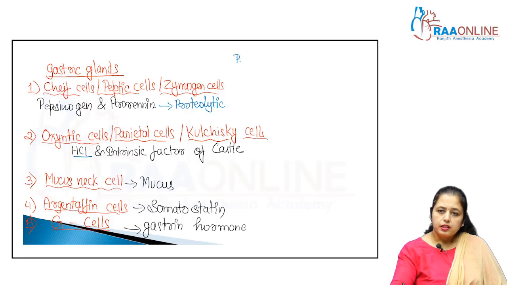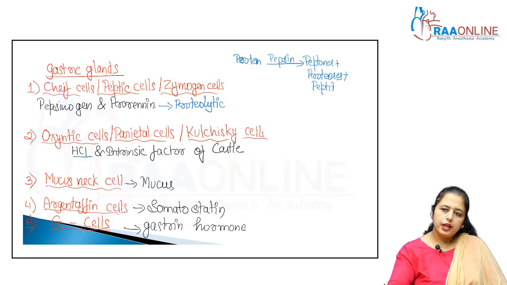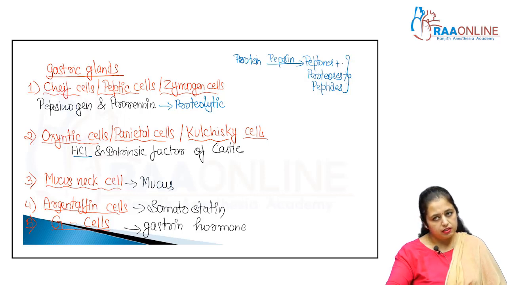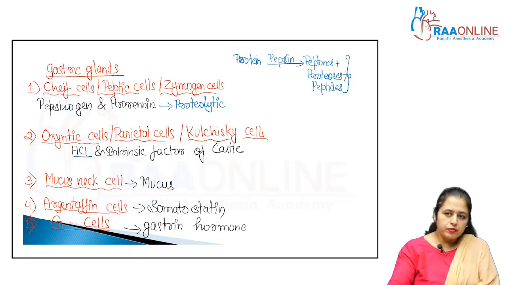Then what will happen? Pepsin acts on protein and converts it into peptones, proteoses and peptides, right? These are the partially digested proteins. Right now they are in polypeptide state, but not completely polypeptides and not completely dipeptides. They are the partially digested polypeptides, right?